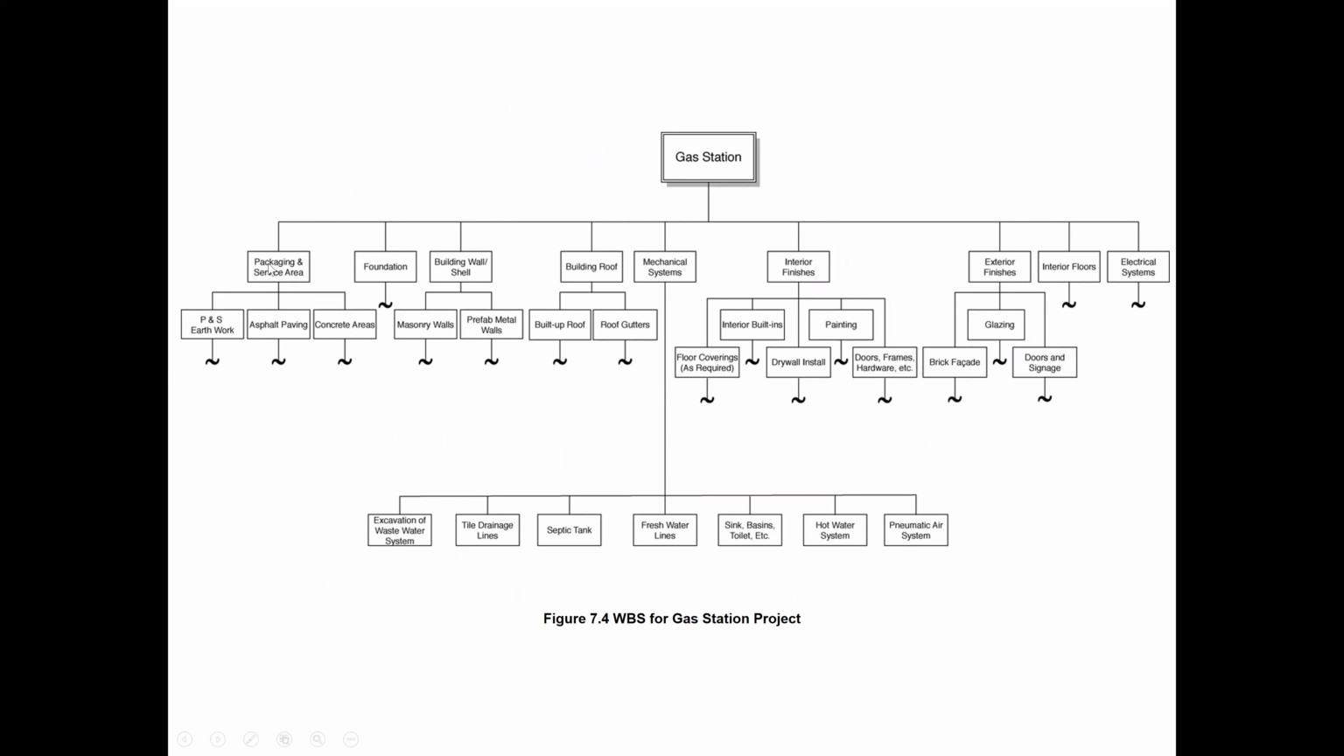So we have parking and service area. We have the foundation, we have the building of walls, so structural work, and we have the building of roof. Then on this side we have the interior finishes, exterior finishes, interior floors, and electrical systems. So these are all work packages. Again, when they split up the mechanical system, they have the excavation, wastewater system, tile drainage, septic tank, fresh water, sink, basin, toilets, etc. Hot water system. Pneumatic air system. So they split up the mechanical system in further detail. This work package includes all these things.